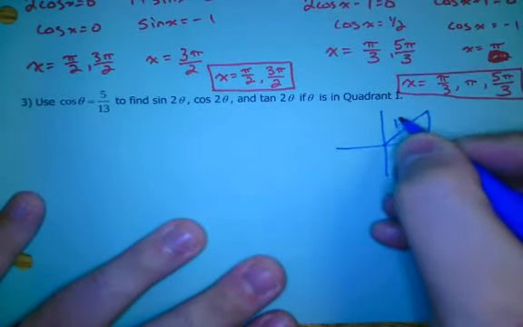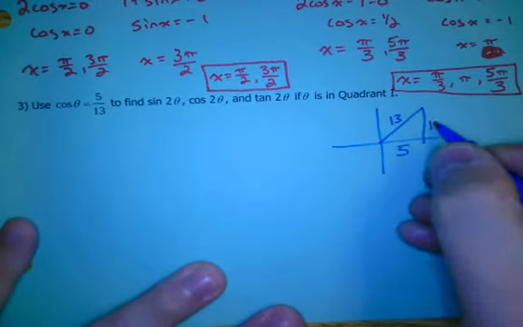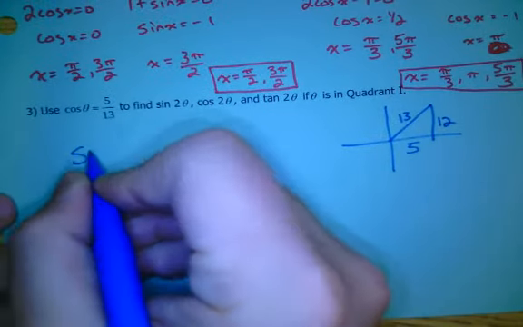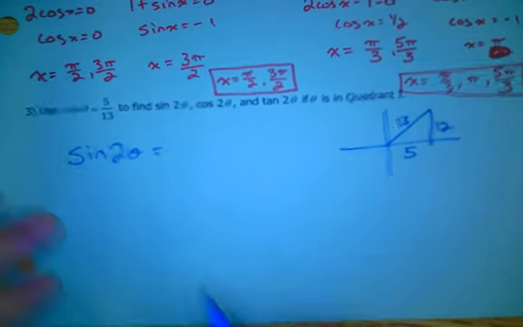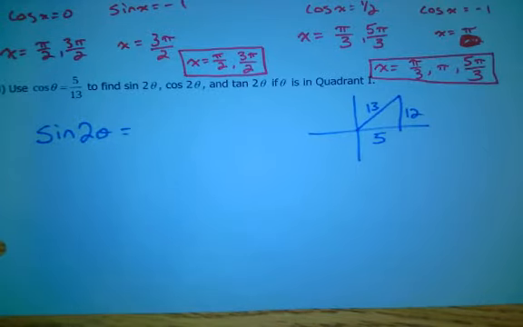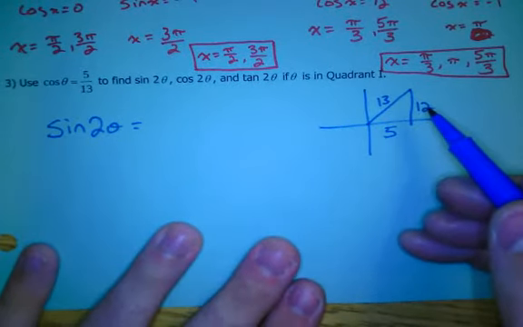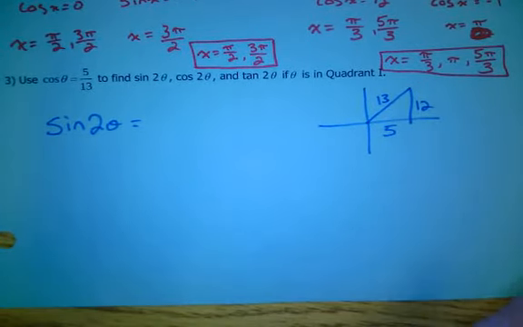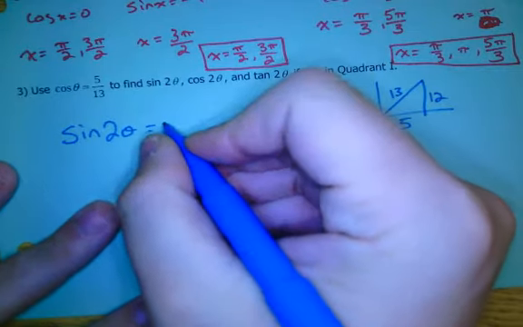Okay, so if it's 5, 13, what's the missing side? 12. Now here's a common mistake that people make for sine of 2 theta. They would say, oh, it's 24 over 13. What mistake did they just make? They think you just multiply the answer by 2. You can't. You have to use the formula.